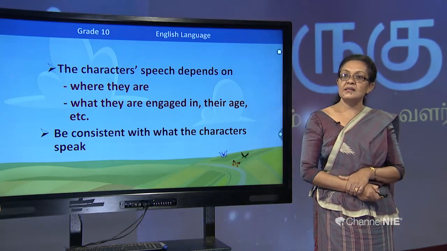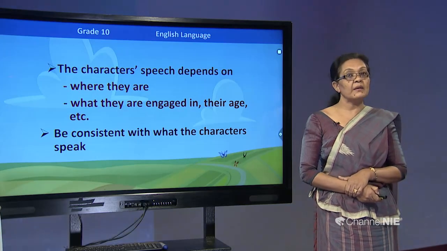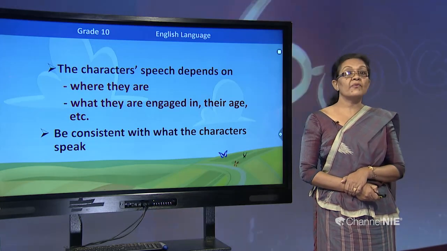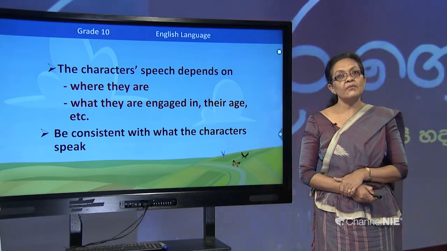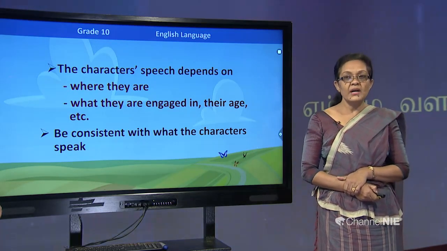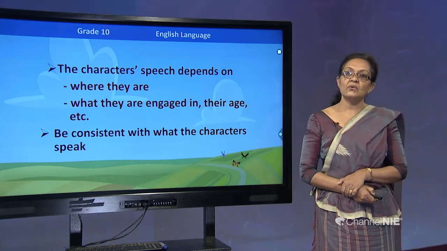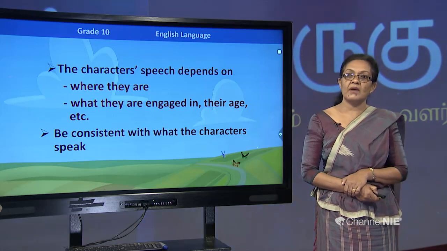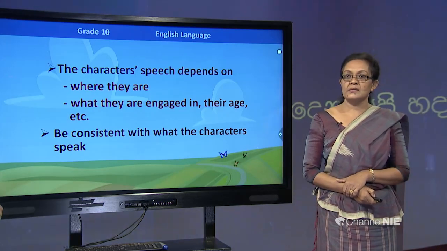And be consistent with what the characters speak. That means all of a sudden you can't include something from somewhere. You have to have the flow. You have to gradually go on and tell your story. Don't jump into another one all at once.